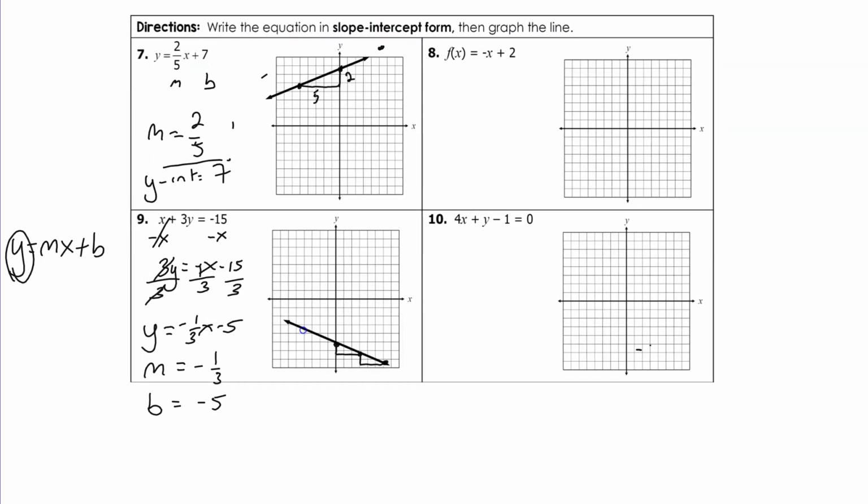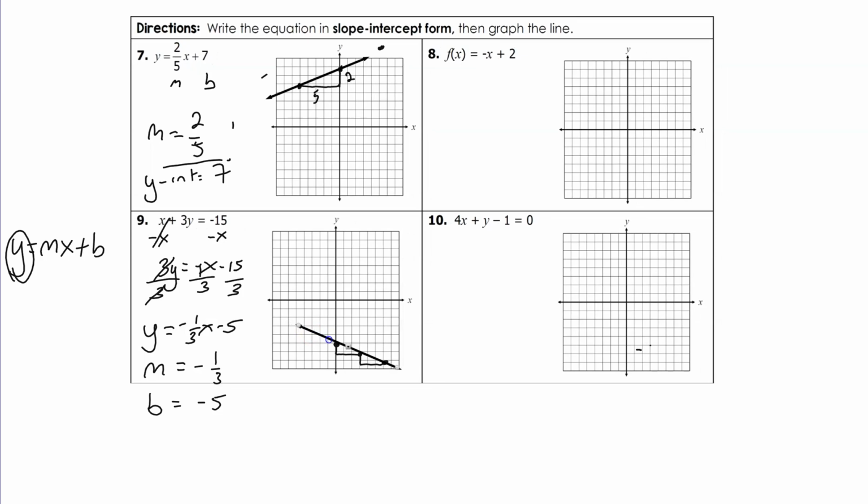I don't want to move my graph. I want to move my line. There we go. And now my line is graphed.